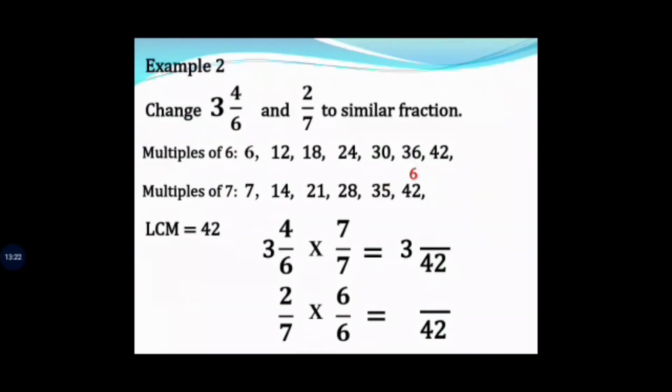What are we going to do next? We are going to multiply 4 times 7 equals 28. Then, 2 times 6 equals 12. Alright? So, 3 and 4/6 is now changed to 3 and 28/42. And 2/7 is now changed to 12/42. Their denominators are now the same. Therefore, they are similar fractions.